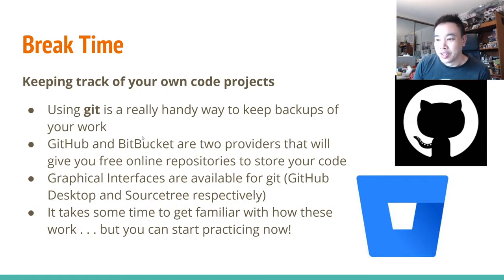It's pretty useful. So there's a couple of ways that you can use this. GitHub is one of them, and Bitbucket is another. These are two providers. Bitbucket's actually made by Atlassian, which you may have heard of, a big Australian software company. Git, I think, is American. Either way, we can trust them both. Well, hopefully we can trust them both. And they will, especially for students, give you free online repositories.